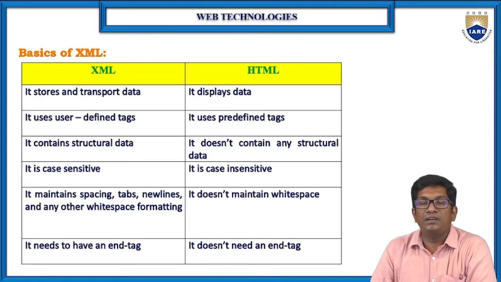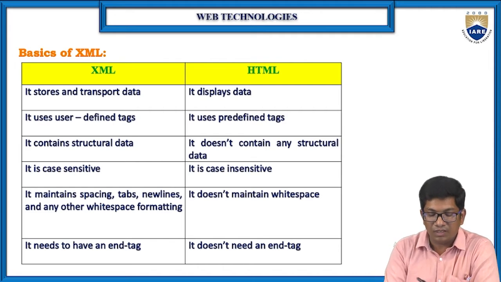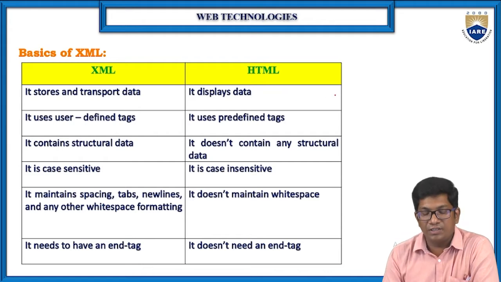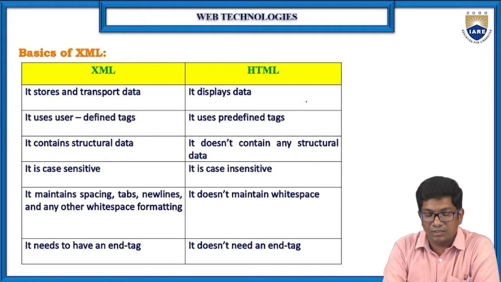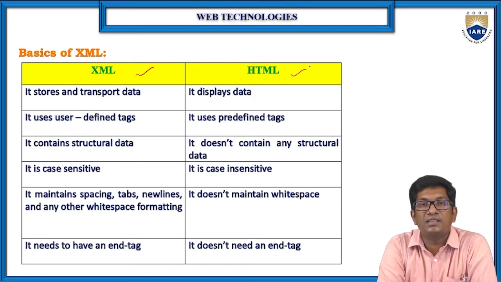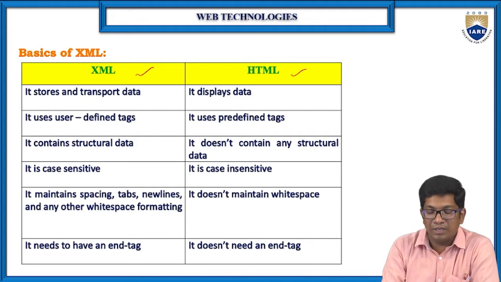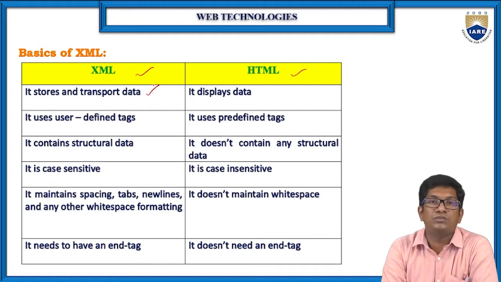So finally, you can understand the difference between XML and HTML. The first difference is XML stores and transports the data. HTML displays the data. By using XML, we can store and transport the data, and we can also manage the data. But HTML only displays the data. In XML, we are telling what data we are storing, based on your application. But in HTML, it does not need to know what data you are displaying.